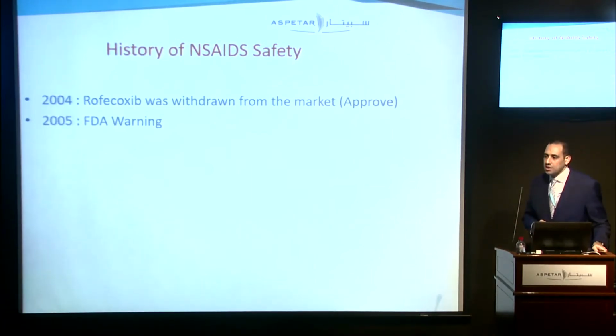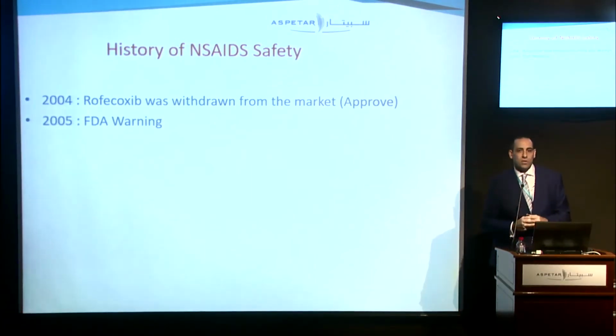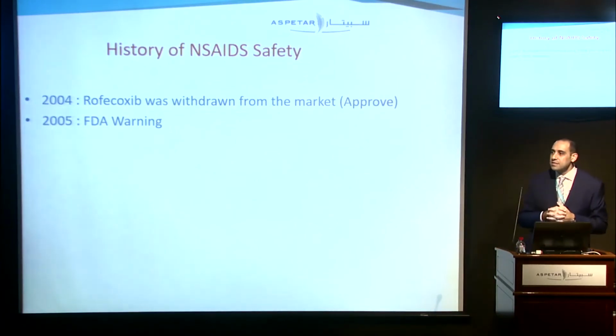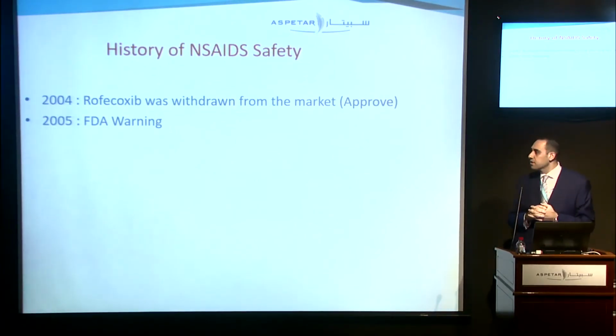When did it all start? It started in the year 2004. Most of you probably remember this incident after the results of the APPROVe trial, which showed that rofecoxib has been linked to a 5-fold increase in major coronary events.